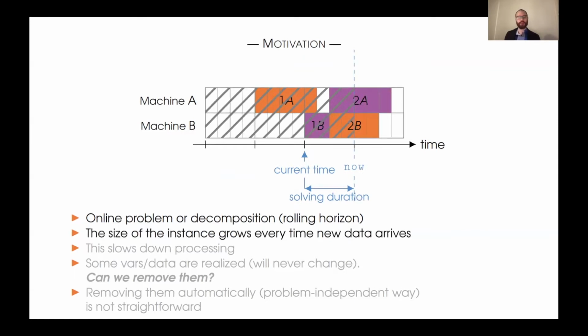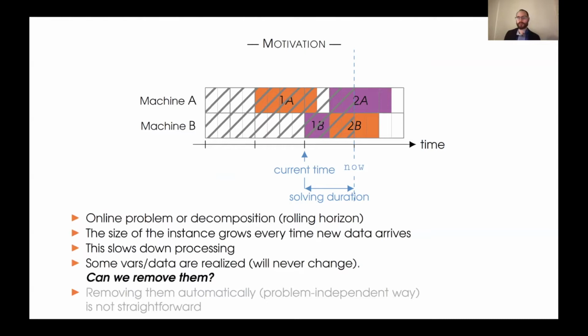Well, the size of the instance grows every time new data arrives. We saw that, right? And new data arrives all the time. This will, of course, slow down processing after a long while. We will have millions of jobs, maybe, and this is going to really slow down processing.